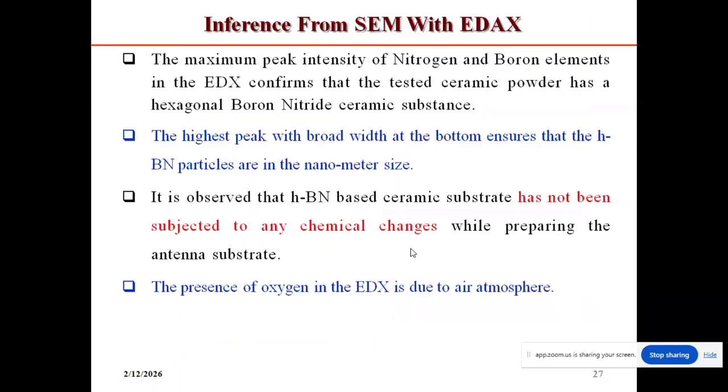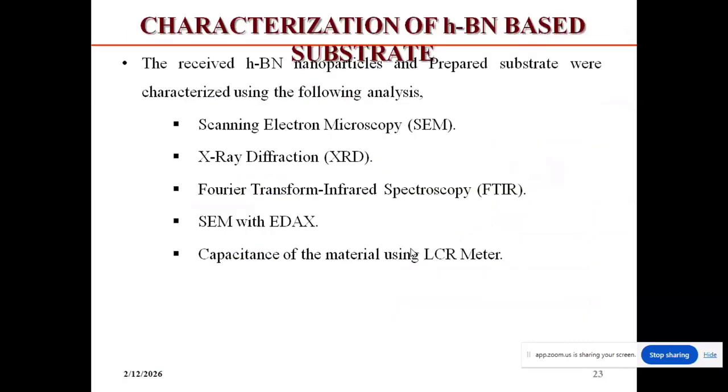From this figure, we can infer the maximum peak intensity of the nitrogen and boron elements. We can confirm that the tested ceramic powder has hexagonal boron nitride as the ceramic substance, and that the hexagonal boron nitride ceramic substrate has not been subjected to any chemical changes while preparing the antenna substrate. This study is required if we propose a new substrate for the antenna design, so we need to study the prepared substrate using these characterization techniques.